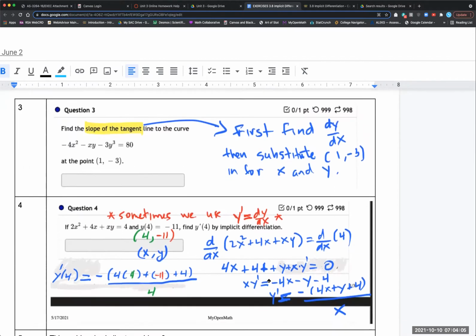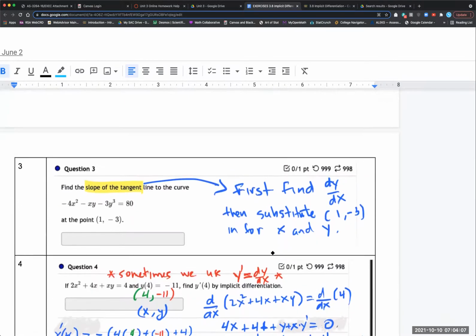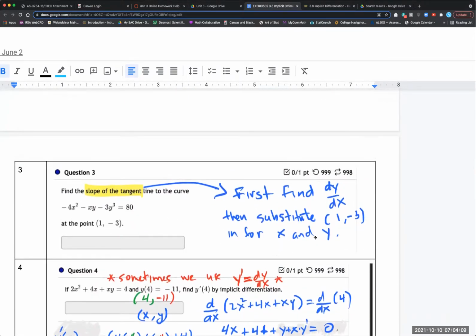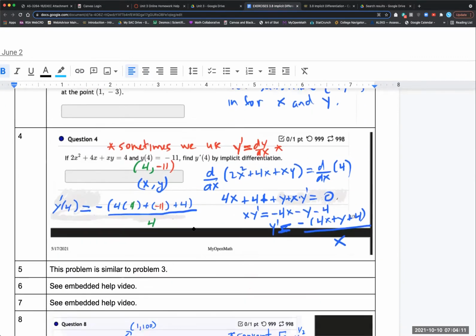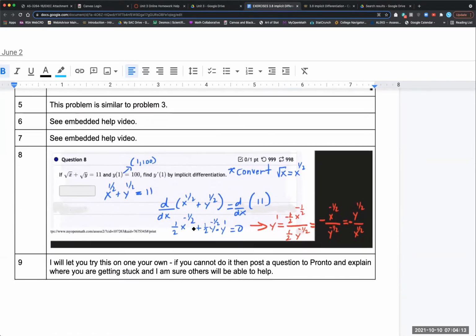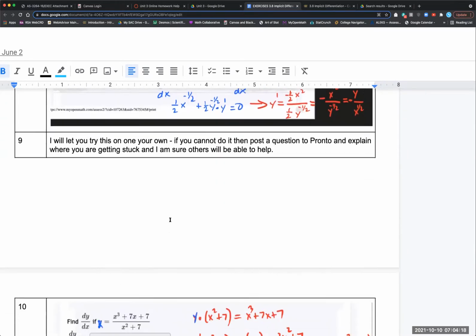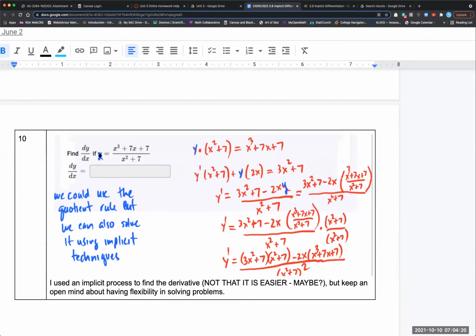From the homework, there's a question I want to highlight. Again, remember, this is my homework help, where I try to give you some guidance as you look at them, and then you have the embedded help videos. But there's one here where, again, it's y equals already, so you don't need implicit differentiation, but technically you could, right?